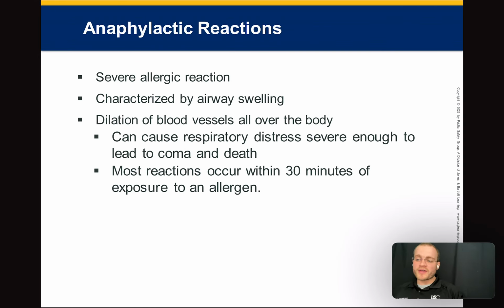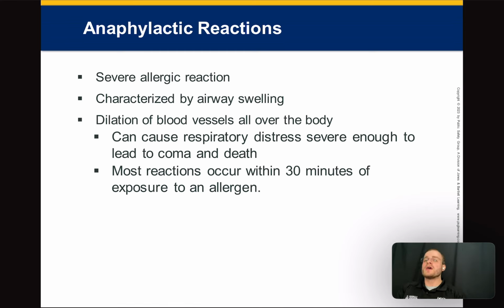Now, moving forward, we have these things called anaphylactic reactions. This is an allergic reaction. It's a type 1 hypersensitivity reaction. Basically, it's like the most extreme asthma attack, right? You can imagine. It's very similar to asthma. Actually, it's the same type of hypersensitivity reaction.